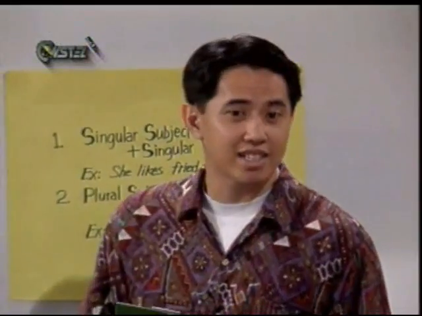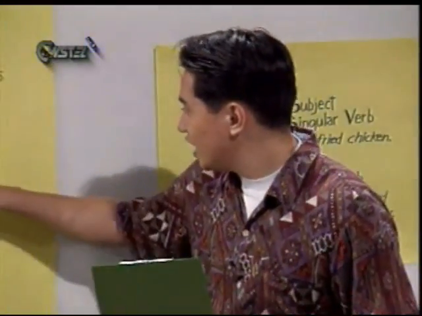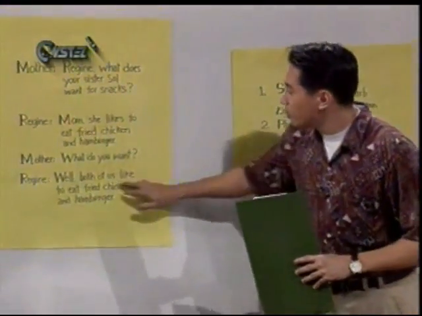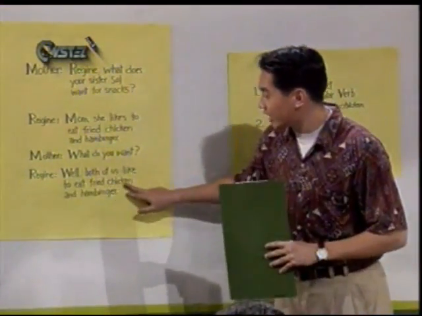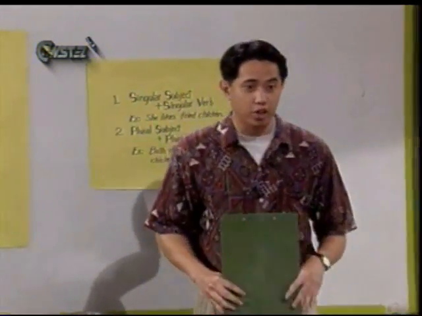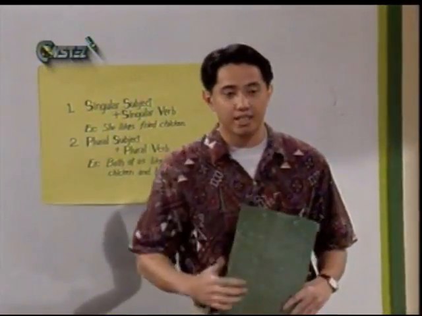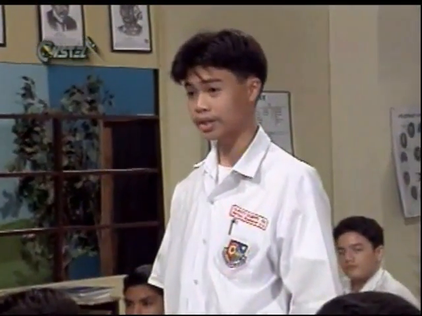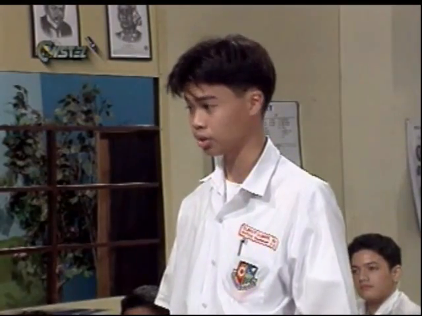Thank you. All right, now let's try to analyze the statements. She likes to eat fried chicken and hamburger, and both of us like to eat fried chicken and hamburger. What can you say about the subjects and the verbs? Yes, Benedict. Sir, the subject she is used with a singular verb, while in the second statement, the subject both of us is used with a plural verb.